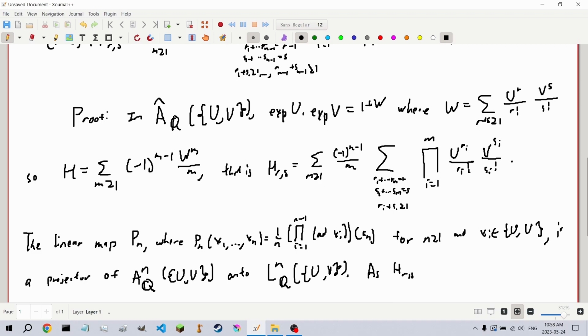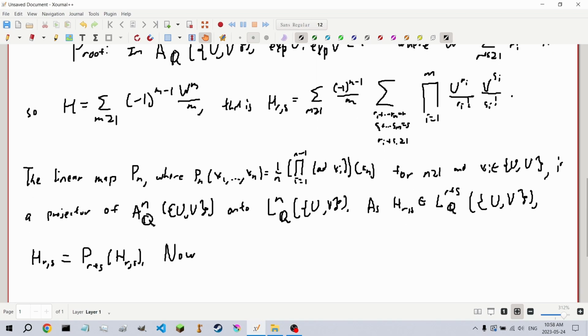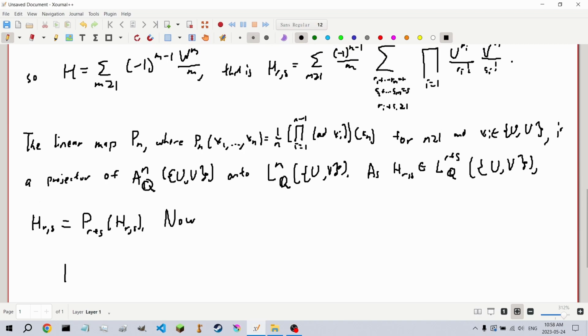And as h_{r,s} belongs to L_rational of r plus s in two indeterminates, h_{r,s} is stable, is unchanged by the function p of r plus s. Now we get p of r plus s on the product from 1 to m of u to the r_i over r_i factorial, v to the s_i over s_i factorial is 1 over r plus s.